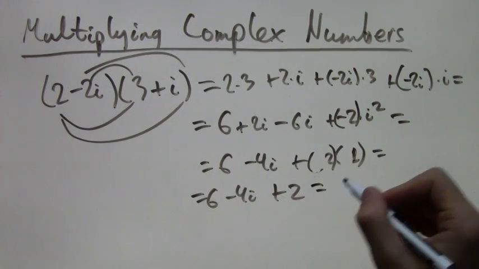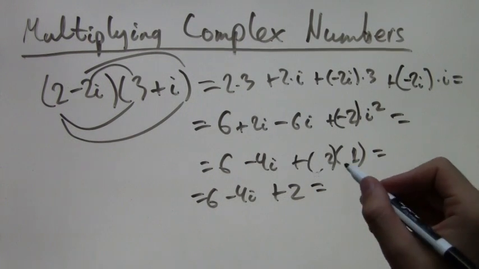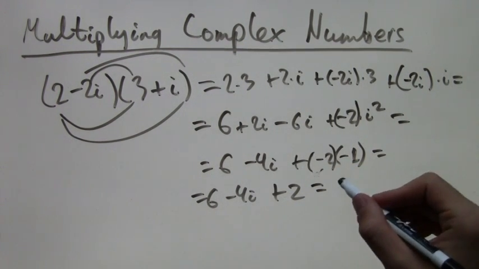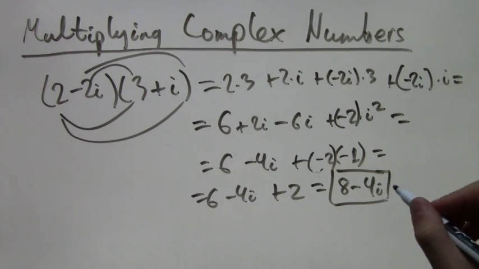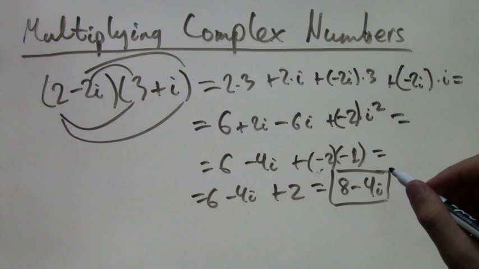Alright, so now we're ready to finish this up. The final answer is going to be 8 minus 4i. And that's just how you multiply two complex numbers together.